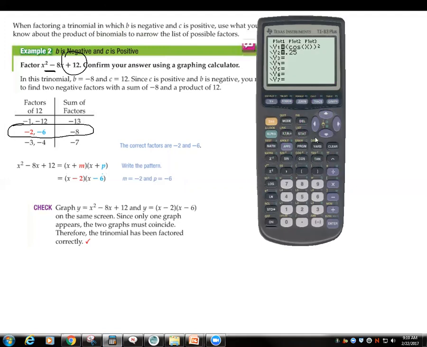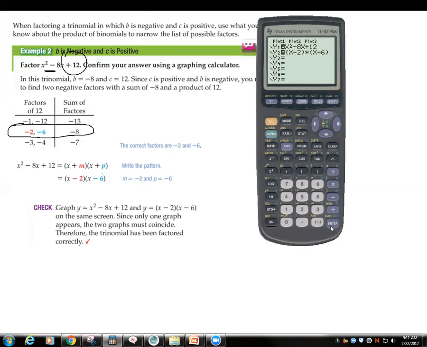So you turn your calculator on, go to the y equals menu. If stuff is in there, just clear it off. And the first one is x squared minus 8x plus 12. Put that in y1. And then the second one, you have to do parentheses. So parentheses x minus 2 parentheses times parentheses x minus 6.